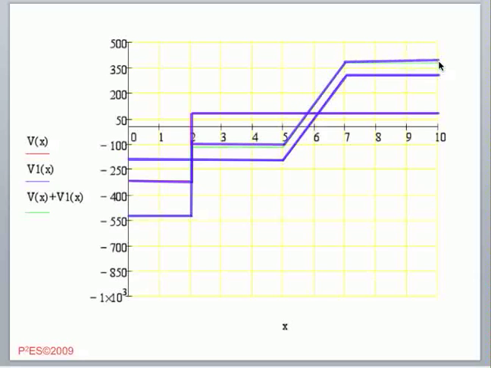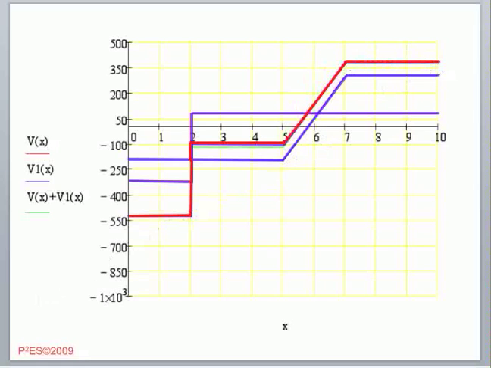So we add those together, and we get the inevitable solution. I'll highlight it in red this time. Something like that. So it's been highlighted in red.